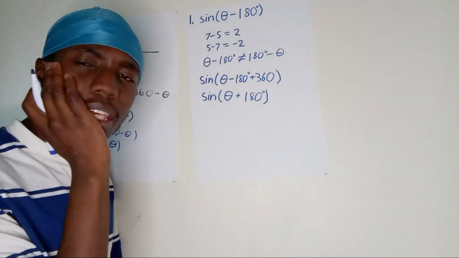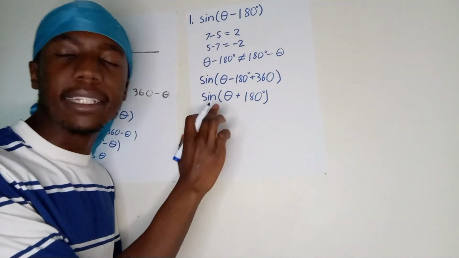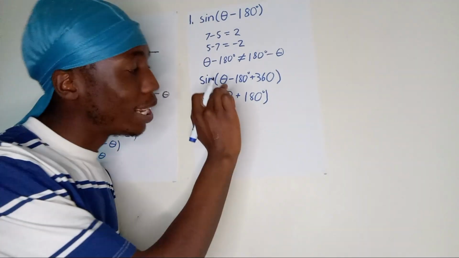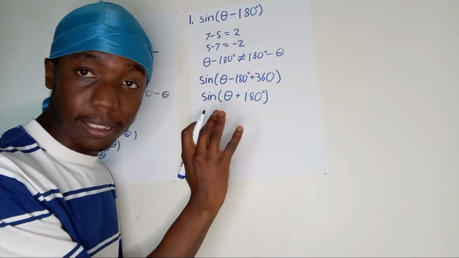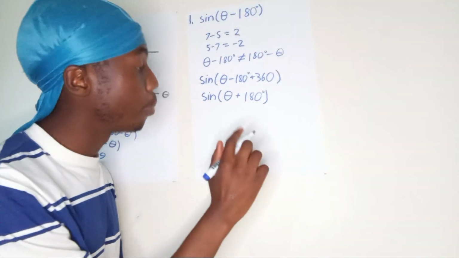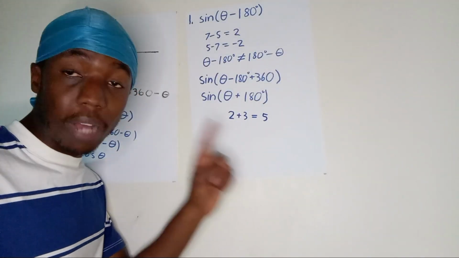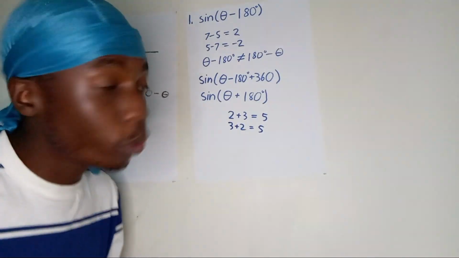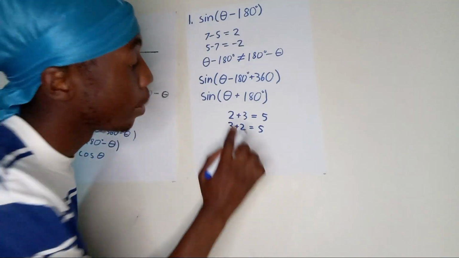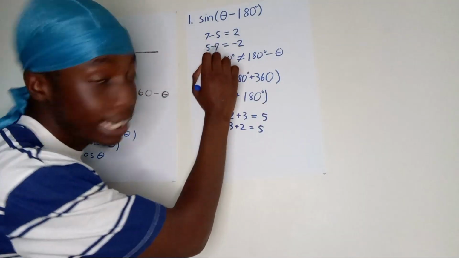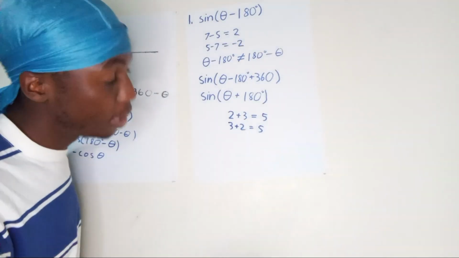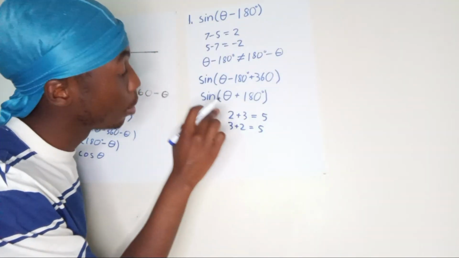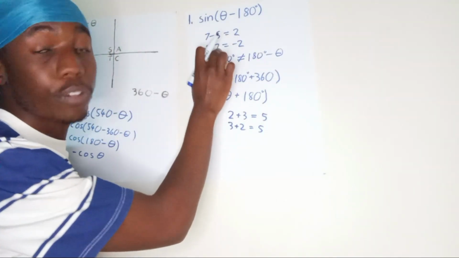But now you're probably thinking, wait, it's not 180 plus theta. Don't worry, guys. When it's a plus, the order does not matter. Let me give you an example. 2 plus 3 is equal to 5. Now let's rearrange it: 3 plus 2 is also equal to 5. So the order does not matter when it's a plus. It only matters when it's a minus, like what happened up here. Be careful whenever you get a minus.